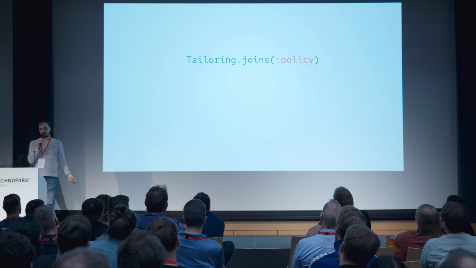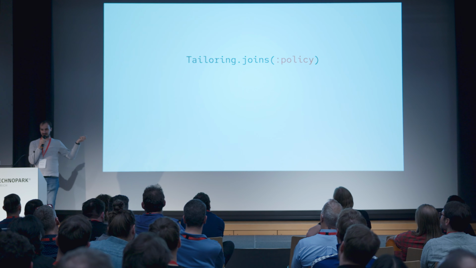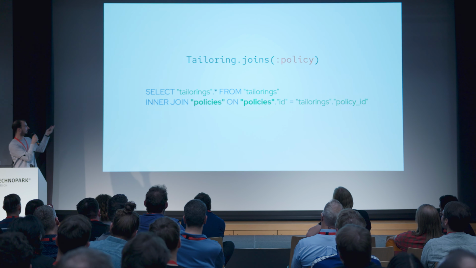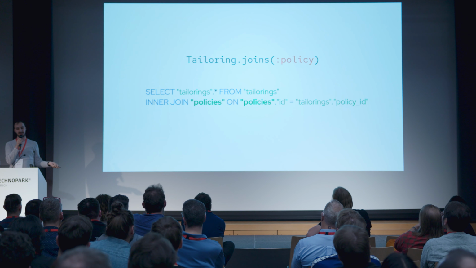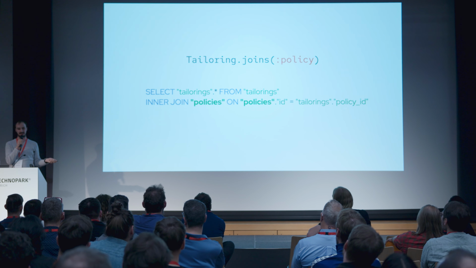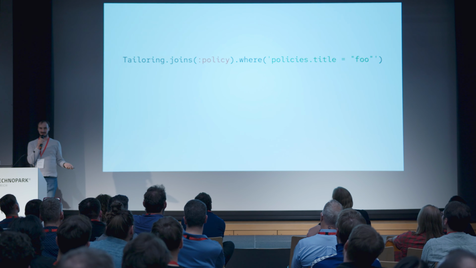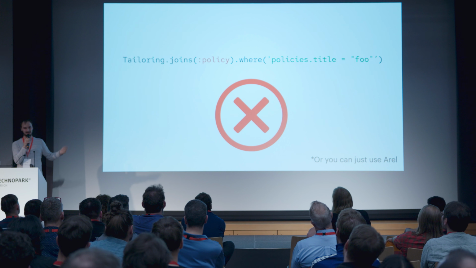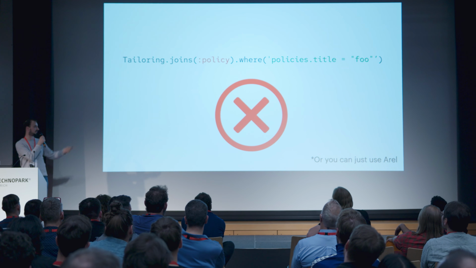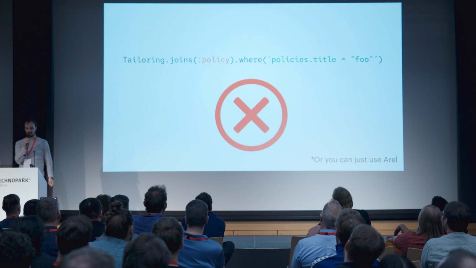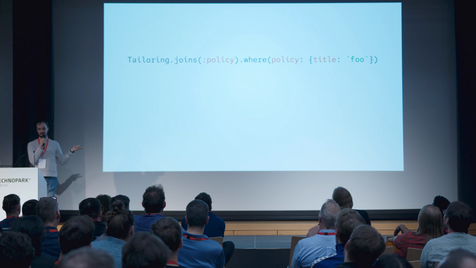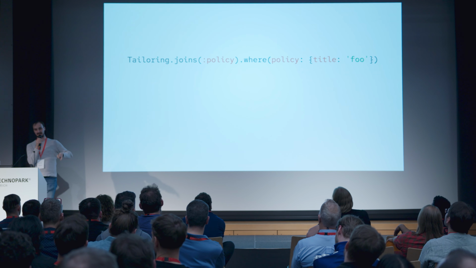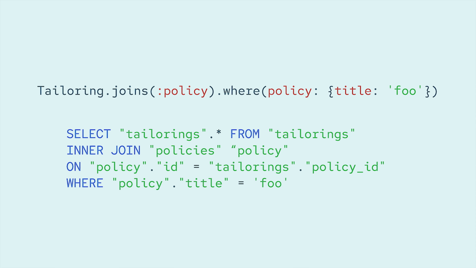We want to query the tailorings joined with the policy. Something like this happens. Select tailorings from tailorings, inner join, and so on. What if we want to restrict the policies to a certain set, let's say by title? You probably don't want to do this. It's possible SQL injection, especially if the foo is a variable instead. The latest versions of Rails actually allow you to do this. You can put in a hash, and that hash will get delegated, and you generate a query like this.